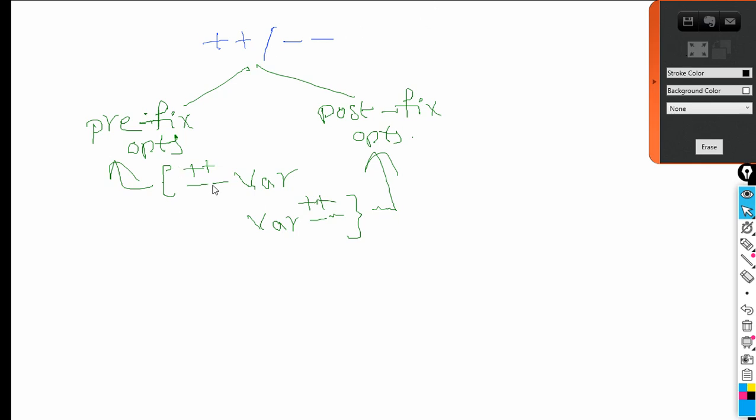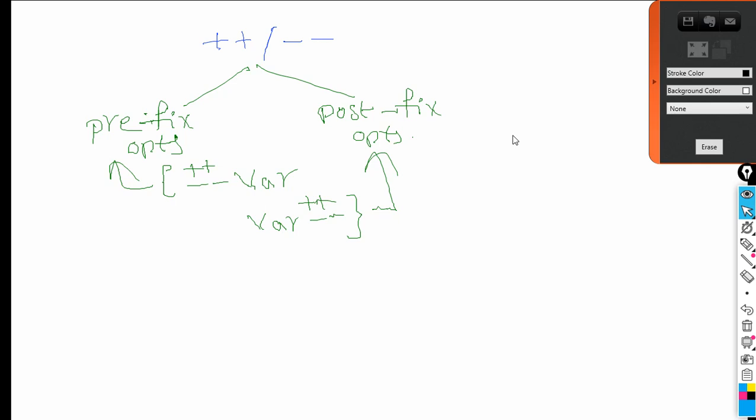So these operators are four. This is prefix plus plus and this is postfix plus plus. This is called the pre-increment operator, this is the post-increment operator, this is the pre-decrement operator, and this is the post-decrement operator. Like this, these two operators become four: pre-increment, post-increment, pre-decrement, post-decrement.